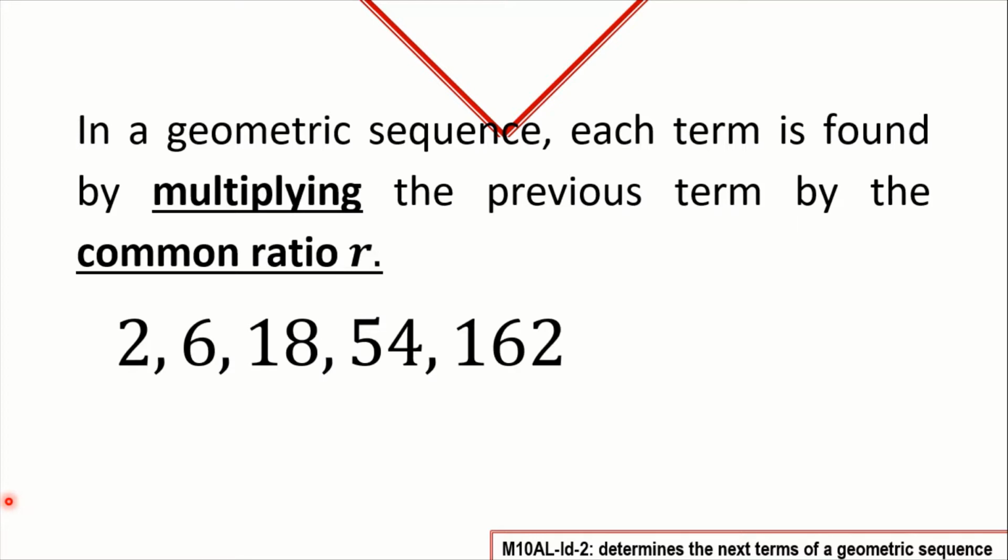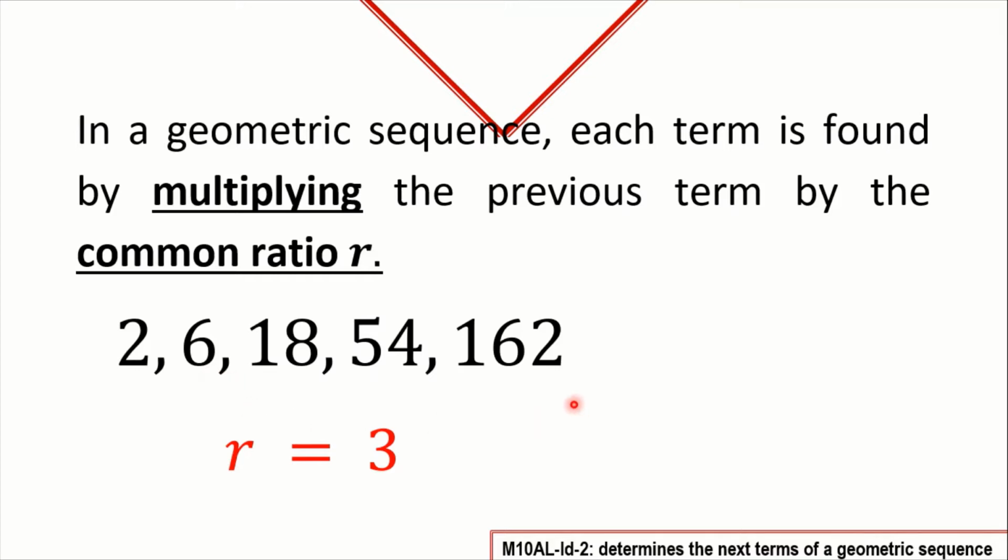Sa previous module natin, napag-aralan ninyo kung paano kunin ang common ratio. And that is by dividing any term by its preceding term. So, let's say we have second term divided by the first term. So, 6 divided by 2 is 3. Third term divided by second term. So, 18 divided by 6, and so on. So, yung nahuling term divide by naunang term. So, in this case, our common ratio is 3.